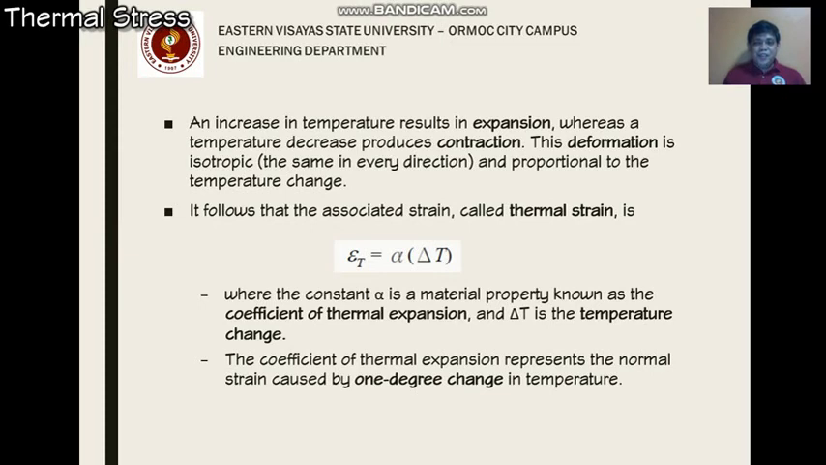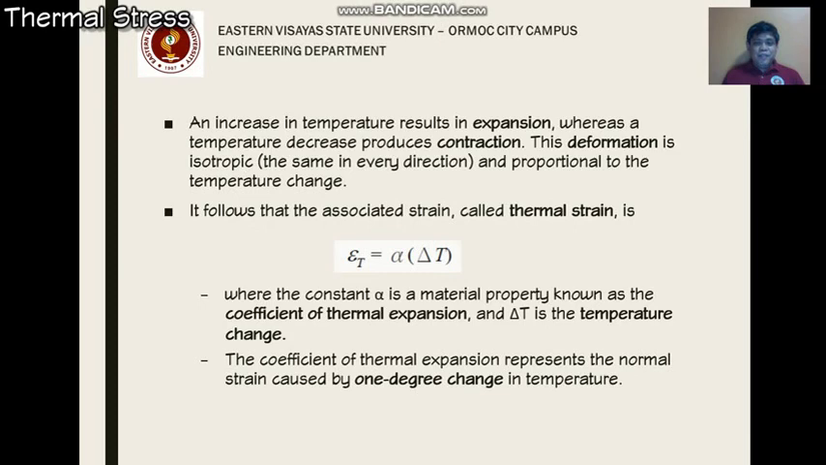This deformation is isotropic. So what do you mean by isotropic? The amount of deformation is the same in every direction. So it's the same in the x direction, the y direction, as well as the z direction, and proportional to that temperature change. As you can observe later, the formula is in the first degree.